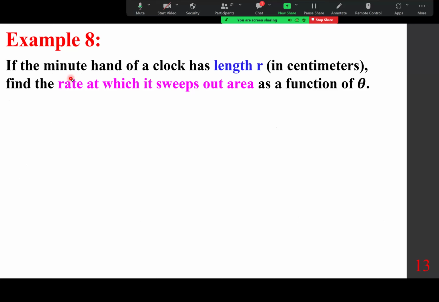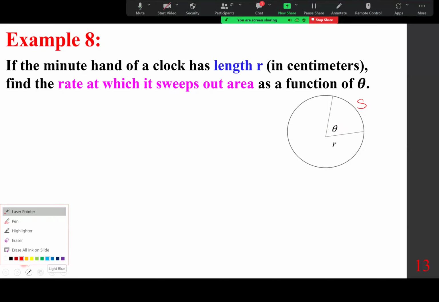If the minute hand of a clock has length r in centimeters, find the rate at which it sweeps out area as a function of theta. Area as a function of theta. So here's a circle, here's the radius r, here's the angle theta, the central angle theta. When that happens, everybody, it subtends an arc S equals r theta, and this sector has an area half of r squared theta.